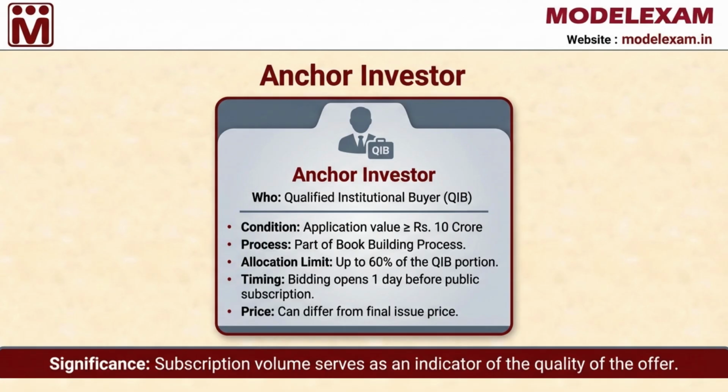Now, within those big institutional investors, there is a special category called the anchor investor. Think of them as a qualified institutional buyer who commits to investing a large amount, specifically an application value of 10 crore rupees or more. They are significant because they help build confidence in the market. To give them a head start, bidding for anchor investors opens one day before the public subscription begins. They can be allocated up to 60% of the portion reserved for institutions. Essentially, if you see strong interest from anchor investors, it serves as a good indicator of the quality of the offer.